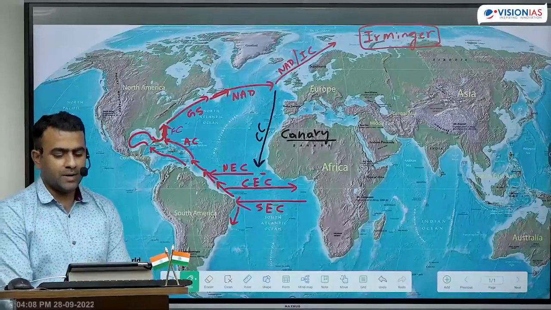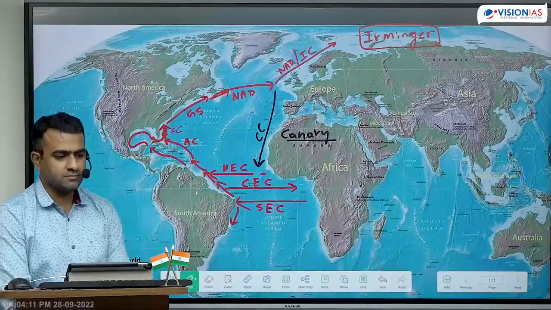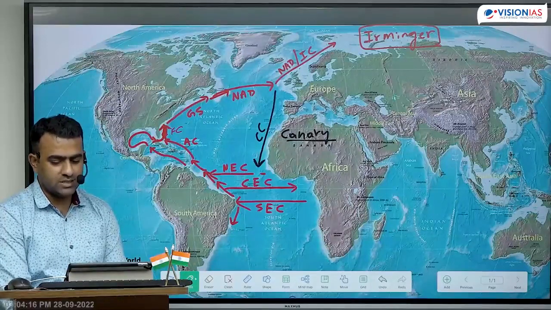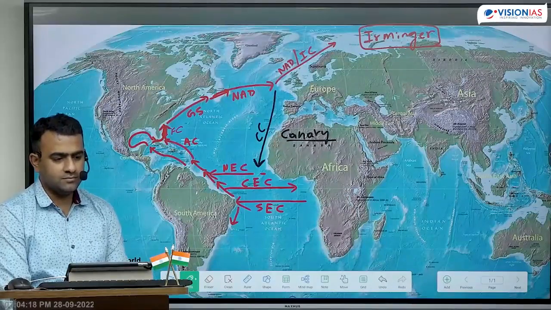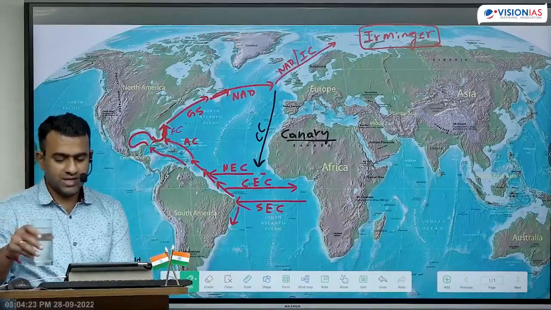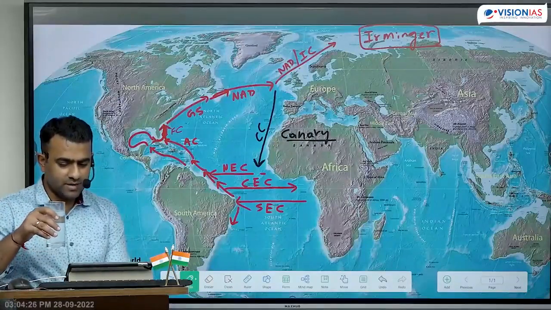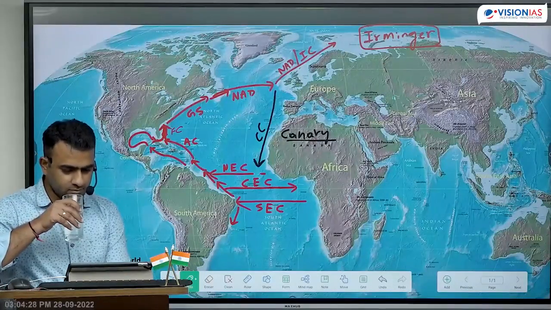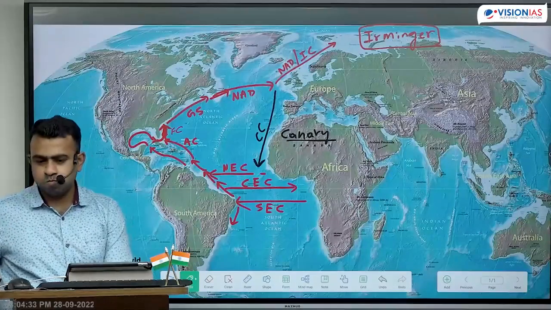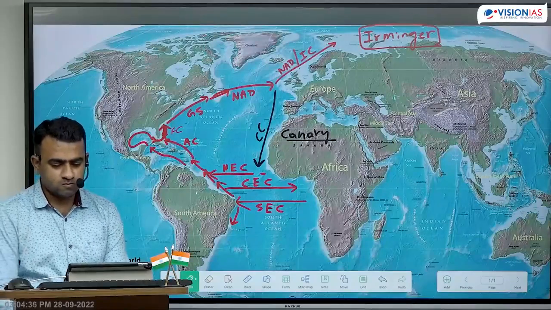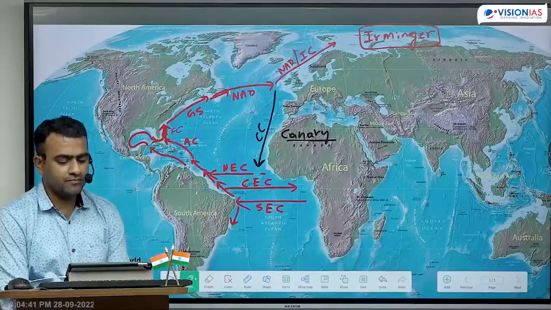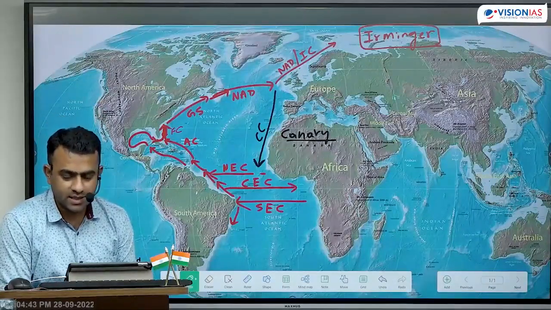Stop. Some part of this current flows on the eastern side of the Caribbean as, what do you call it, the Antilles Current.